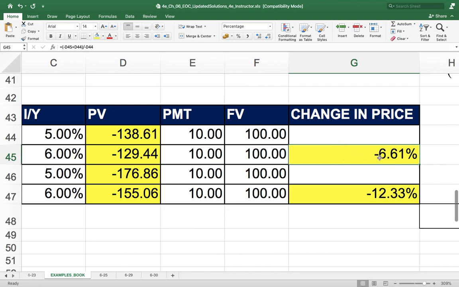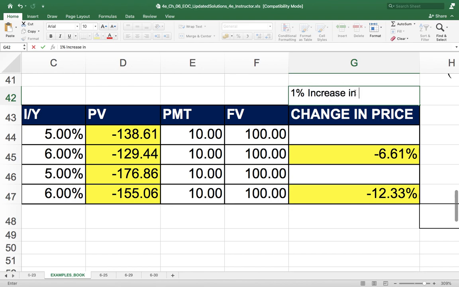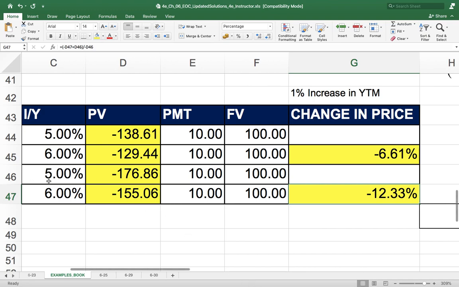For a 1% change in YTM, a 1% increase in YTM, how much percentage change in price? 6.61% change in price. For the other bond, 12.33% change in price. A 1% increase in YTM gives a 6.61% decrease in the price for bond 1, and a 12.33% decrease in price for the longer term bond.